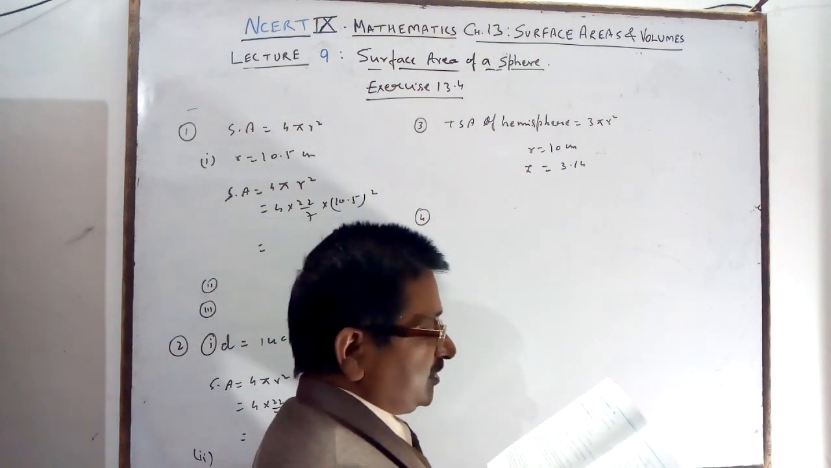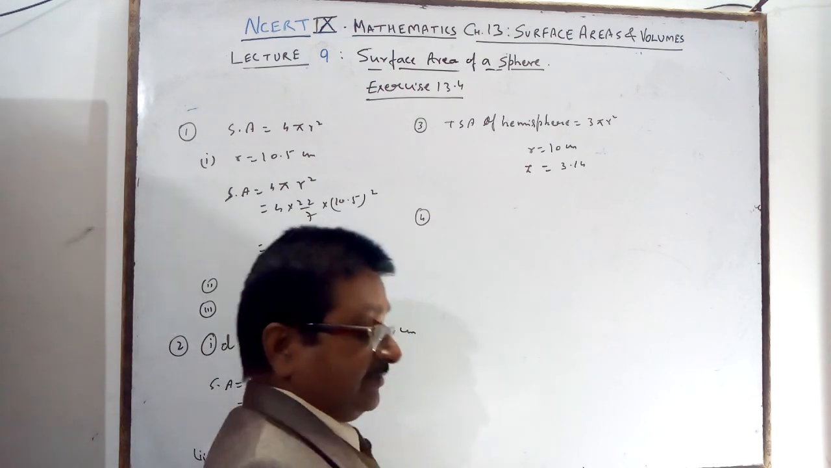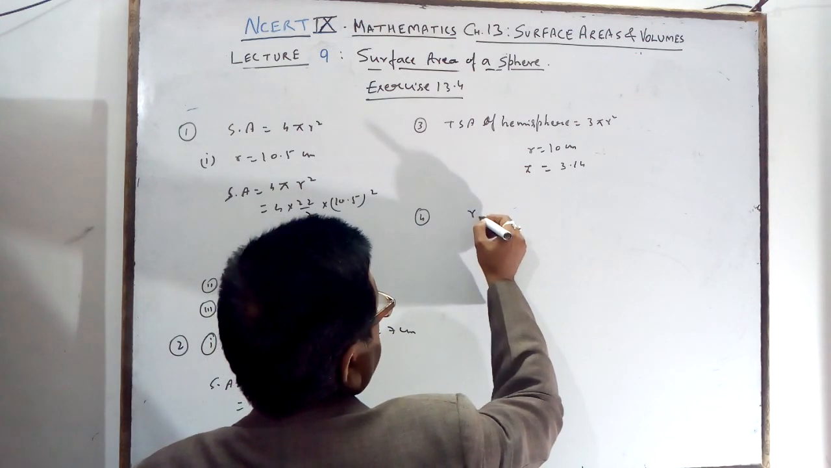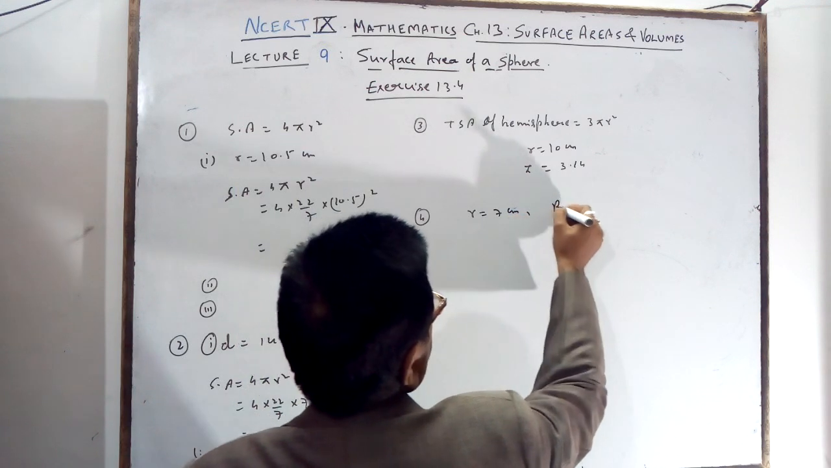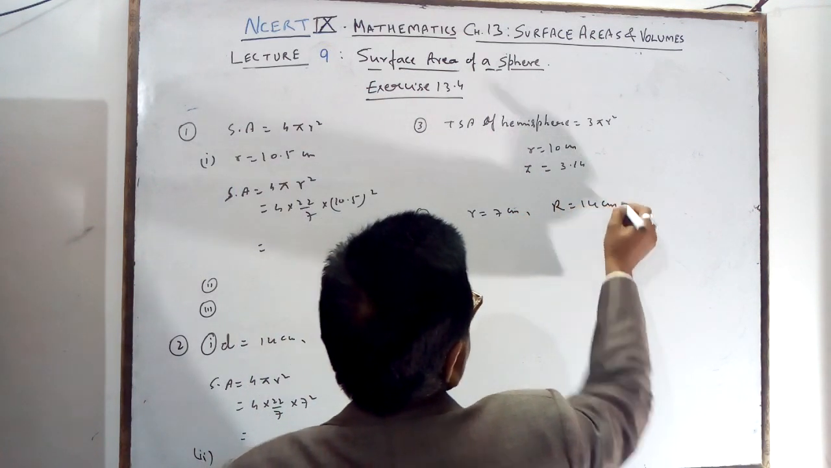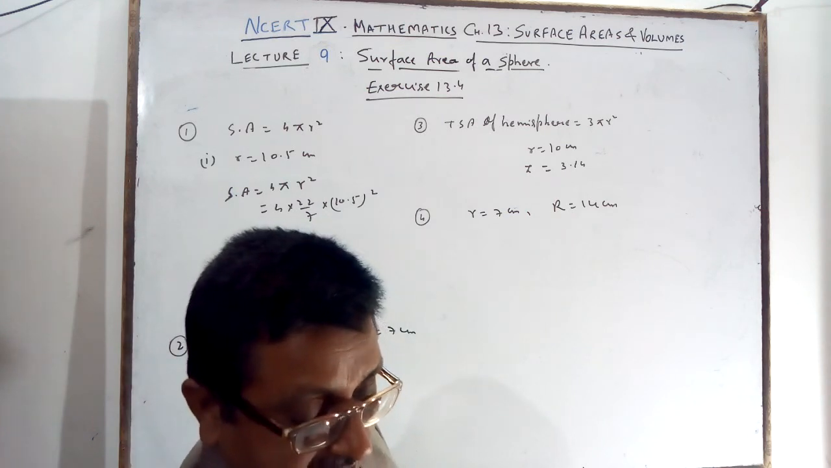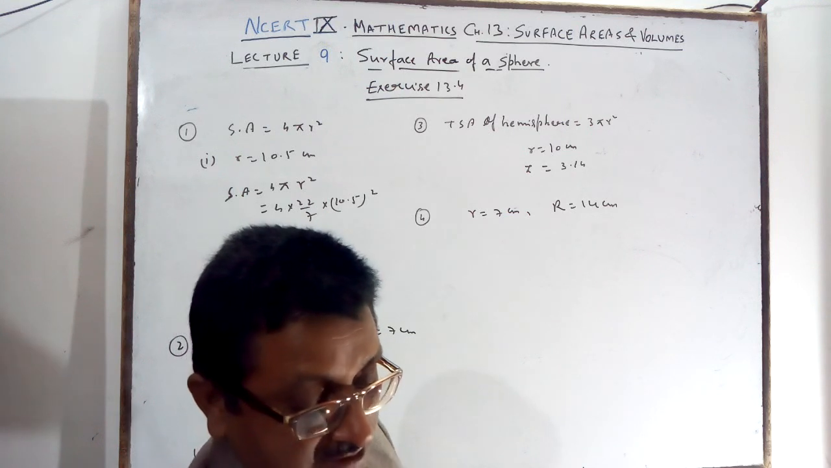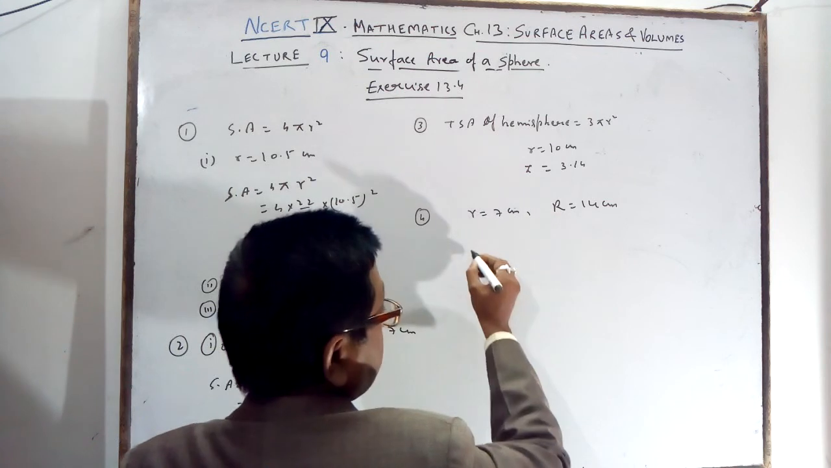Question number 4. The radius of a spherical balloon increases from 7 to 14 centimeter. Radius is increased from 7 centimeter to 14 centimeter when the balloon is expanded as the air is being pumped into it. Find the ratio of the areas of the balloon in two cases. There are two cases.